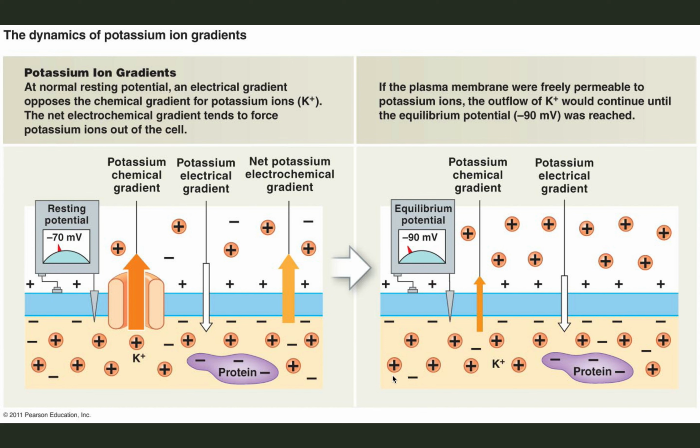This is not a real cell, but a hypothetical cell that is only permeable to potassium. So only potassium can get through this plasma membrane because we have just potassium channels. If a cell was permeable only to potassium, the electrical gradient, because it's negatively charged inside the cell, would be pulling potassium in, but because potassium's concentration is higher inside the cell, that would be pushing potassium out. The electrochemical gradient would be the sum of these, and in this case it would be out.